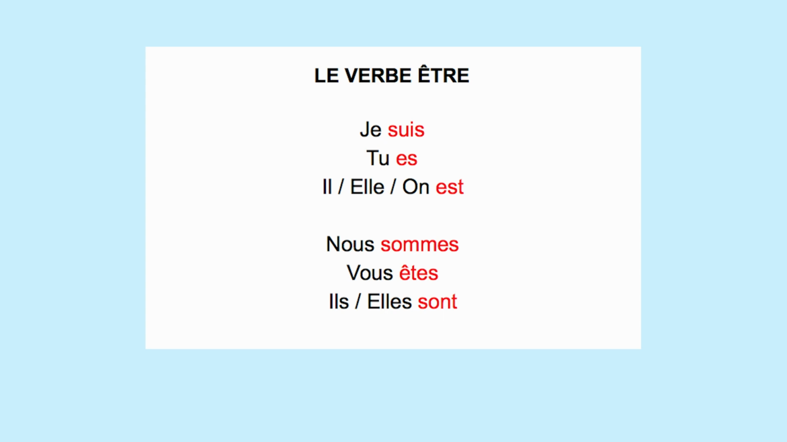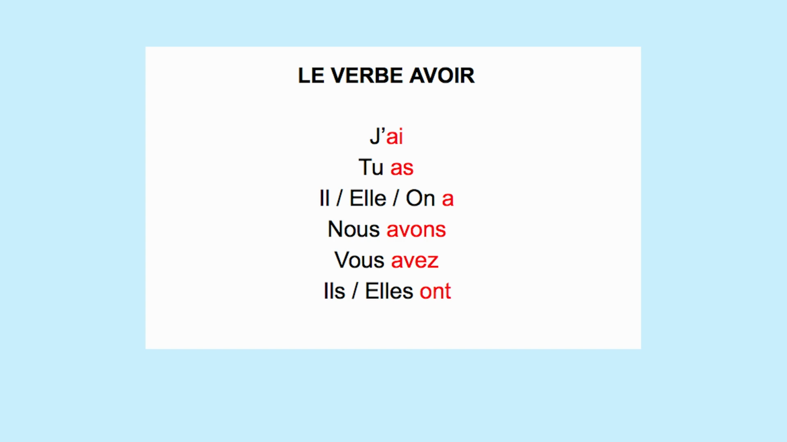Nous sommes for we are, vous êtes for you are plural, ils sont masculine group, elles sont feminine group for they are. Let's now move on to the verb avoir and look at its formation.